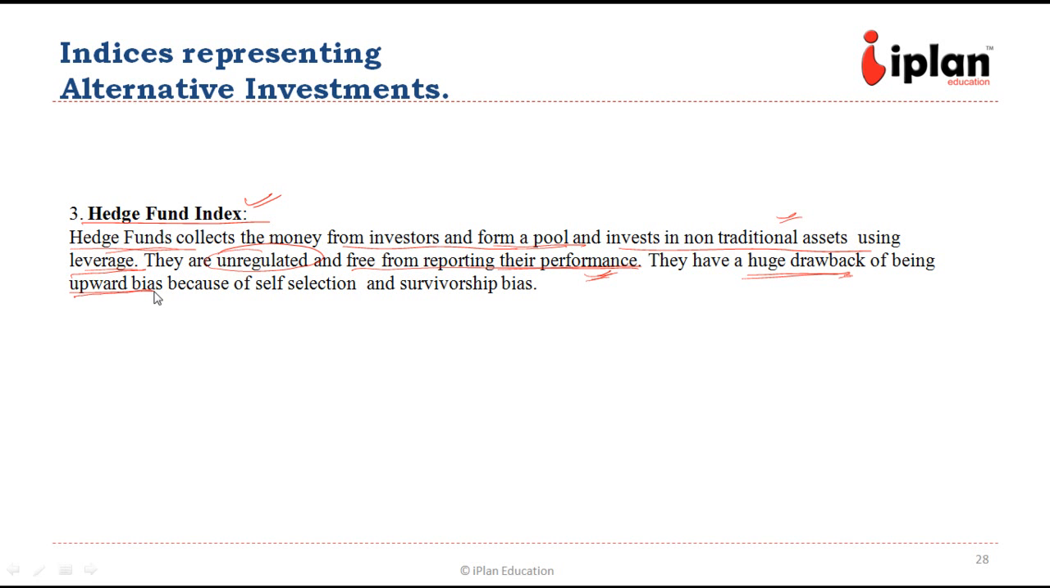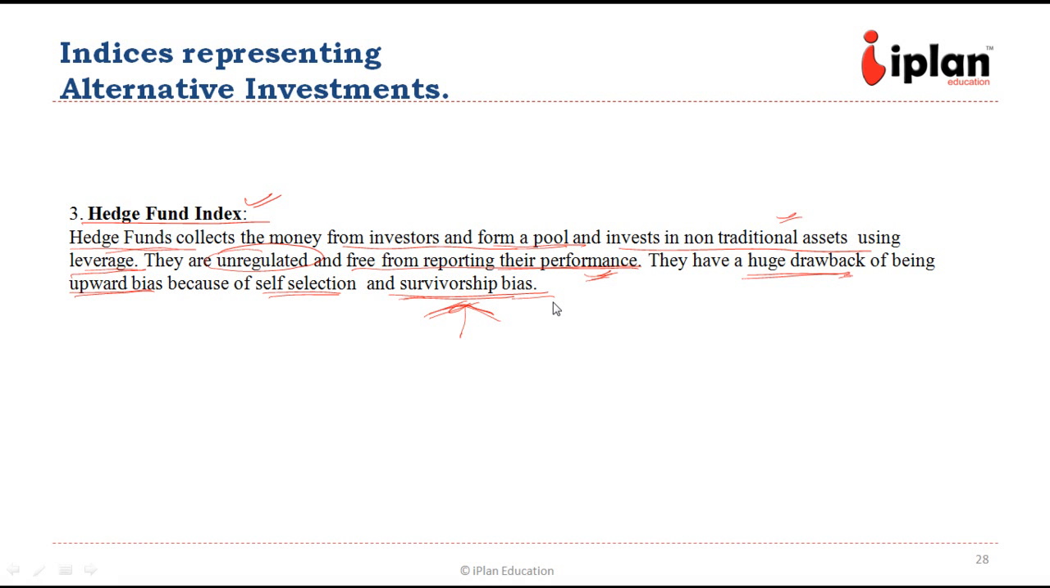That is, if there are certain funds which have not been able to give proper returns and they cease to exist, they are excluded from the calculation. So that brings a survivorship bias. So the only hedge funds which have performed well and survived are used in the calculation of the index. So that creates a problem of survivorship bias.